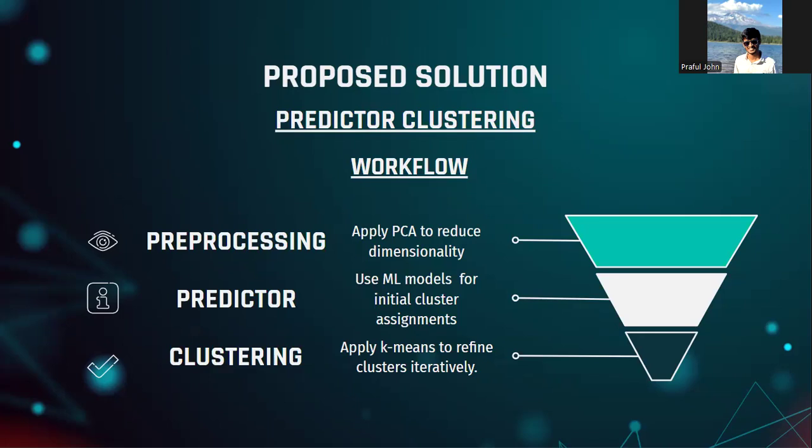The paper's workflow is predictor clustering, which includes three steps. First is pre-processing, that is, applying PCA to reduce dimensionality. Then we have training, where we use algorithms like ResNet 18 to generate the initial cluster labels, that is the initial centroids. And then we use the clustering method, that is k-means, to refine the clustering iteratively.